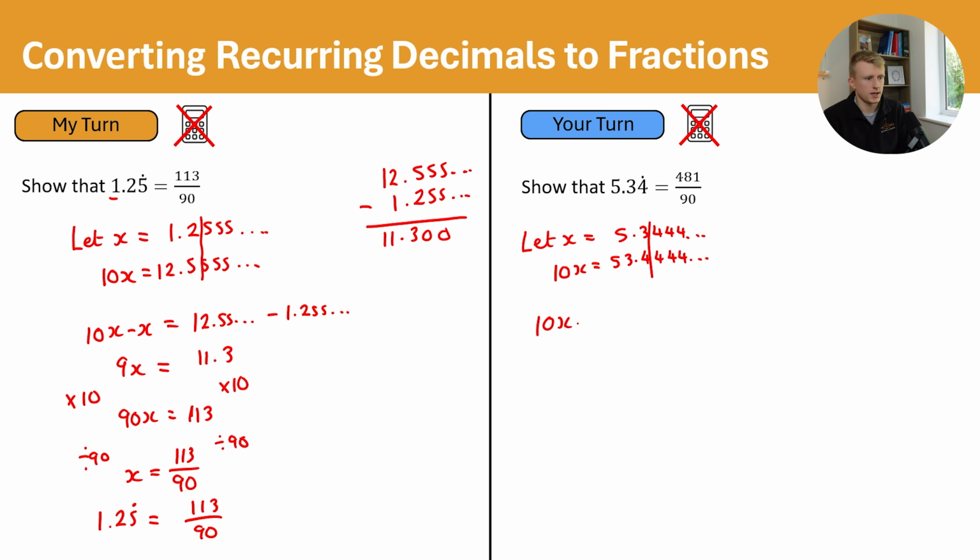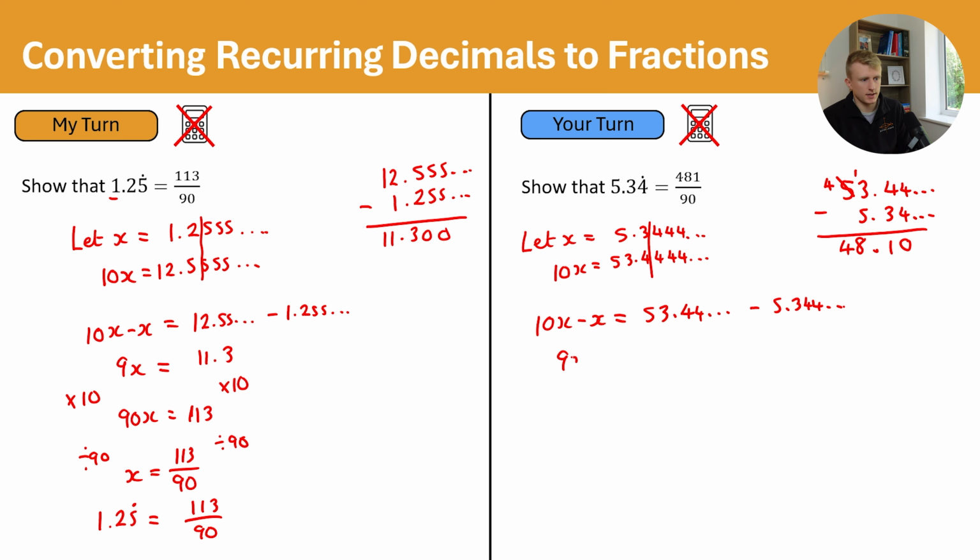We'll do 10x subtract x. That's going to be equal to 53.44 recurring, subtract 5.3444 recurring. Column subtraction off to the side, 53.444 recurring, subtract 5.3444 recurring. 4 subtract 4 is 0, 4 subtract 3 is 1, and 3 subtract 5 we can't do, so we need to exchange one of our 10s for 10 units. 13 subtract 5 is 8, and that leaves us with 48.1.